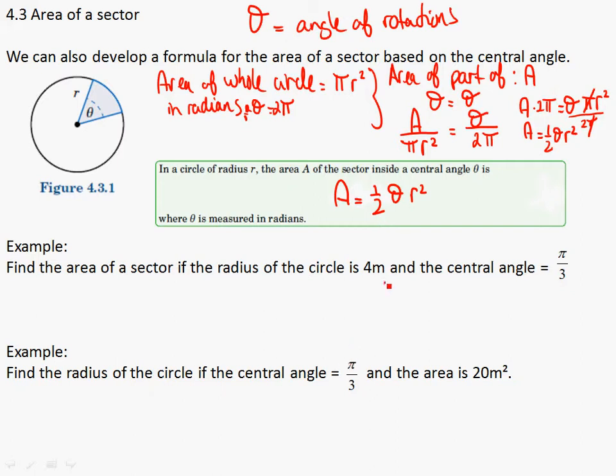So how do you use this? Well, you just plug this stuff in. Find the area, and it's called the area of a sector if we only go part of a circle. So a sector is part of the circle. If the radius of the circle is 4, and the central angle is pi over 3, so which symbol do I put above central angle? Is it an A or a little theta?